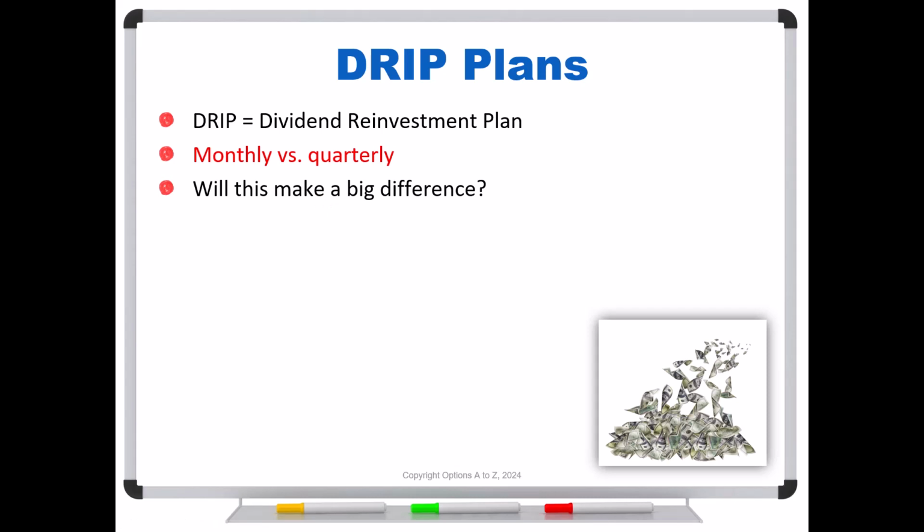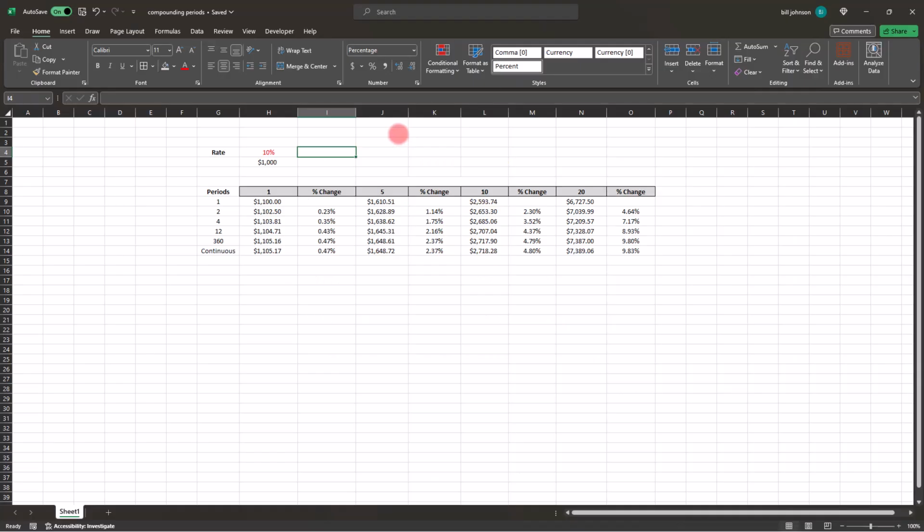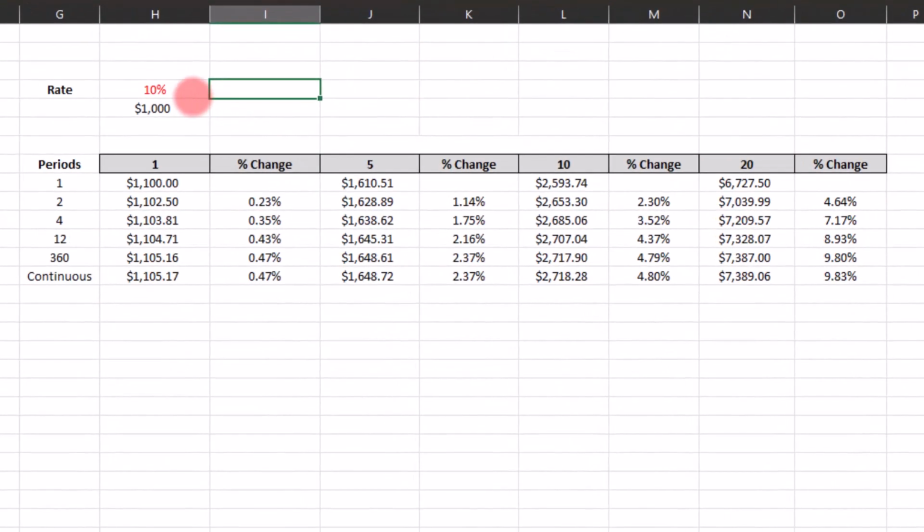Well, the best way to do that is to put these formulas to work. And let's go over to an Excel spreadsheet and see if it makes a difference. All right, so now we're into our Excel spreadsheet, and I've programmed this to where we can change the interest rate and the deposit. But let's start with $1,000 at 10%. That's the example I've been using. And these columns right here with the 1, 5, 10, and 20 are the amount of years that we're investing. And over here are the different compounding periods.